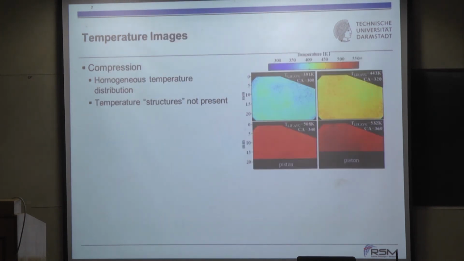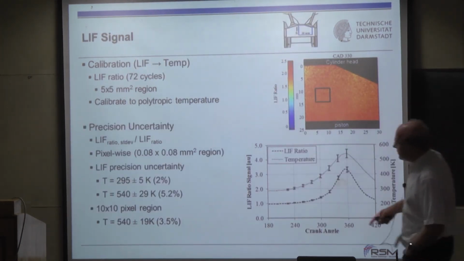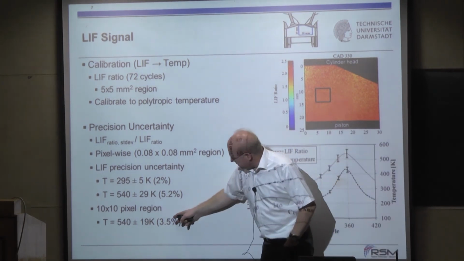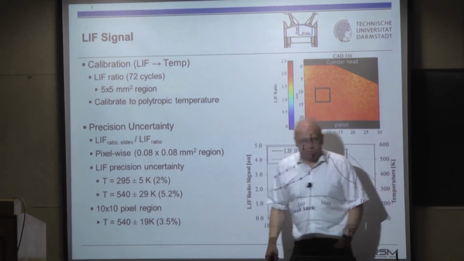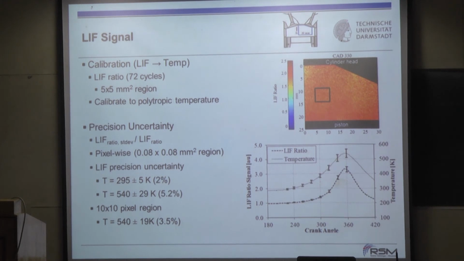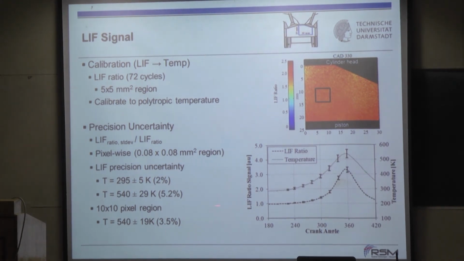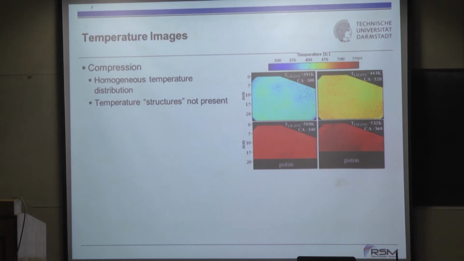If you, of course, would decrease your resolution and go, let's say, for a larger pixel binning, you get a higher signal to noise, and you can get a better precision at these higher temperatures. This again shows you have a compromise between spatial resolution and precision in these techniques.